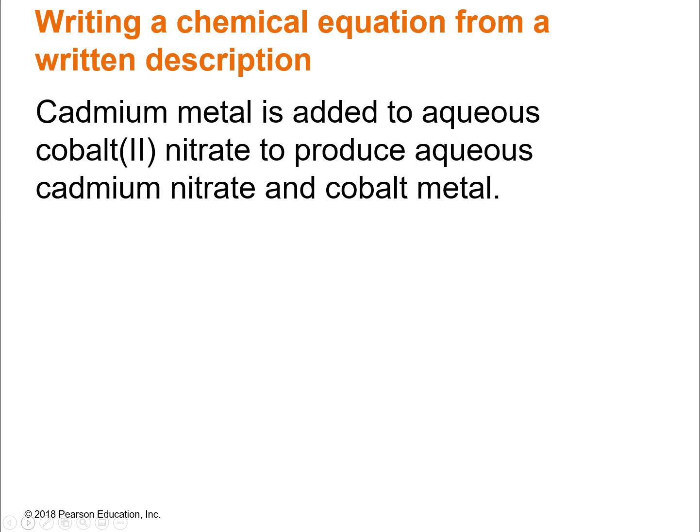We've got cadmium metal is added to aqueous cobalt 2 nitrate to produce aqueous cadmium nitrate and cobalt metal. Let's identify our reactants. We've got cadmium metal being added to aqueous cobalt 2 nitrate to produce, that's our arrow, aqueous cadmium nitrate and cobalt metal. Those are the products.